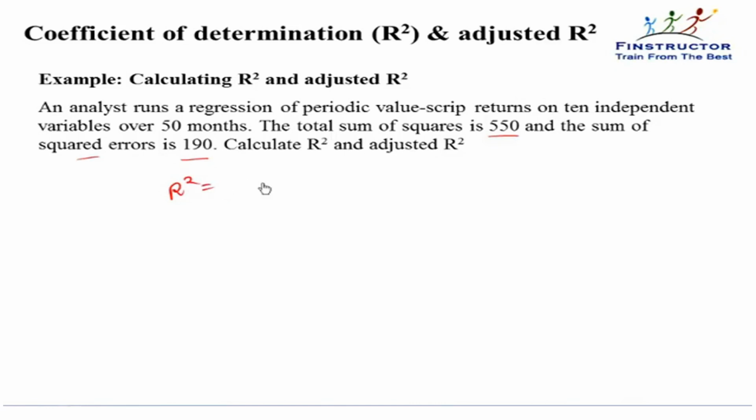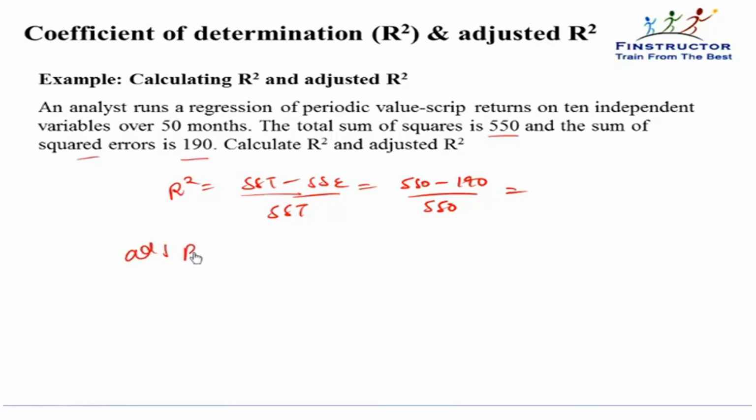R square is calculated as the explained variation upon the total variation, that is the regression sum of squares upon the sum of squared total errors. The regression sum of squares can be calculated as the sum of squared total errors minus the sum of squared errors upon the sum of squared total errors. This is given to be 550 minus 190 divided by 550. This will come out to be the R square for the regression.